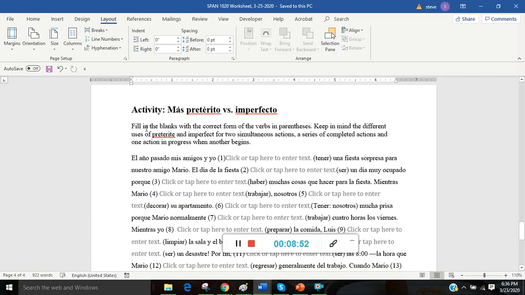Okay, uno más. Más pretérito versus imperfecto. Dice, fill in the blanks with the correct form of the verb in parentheses. Keep in mind the different uses of preterite and imperfect for 2 simultaneous actions, a series of completed actions, and 1 action in progress when another begins. Okay, so with this one, you'll just tap right here to give your conjugation of the verb, the preterite or the imperfect.